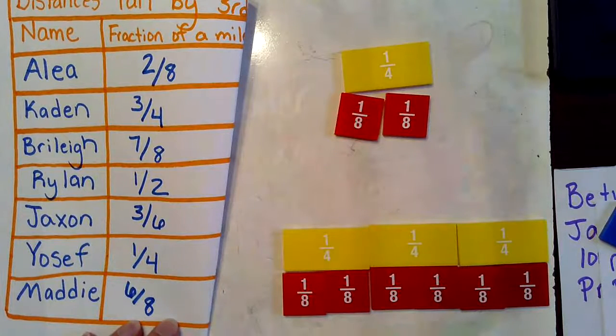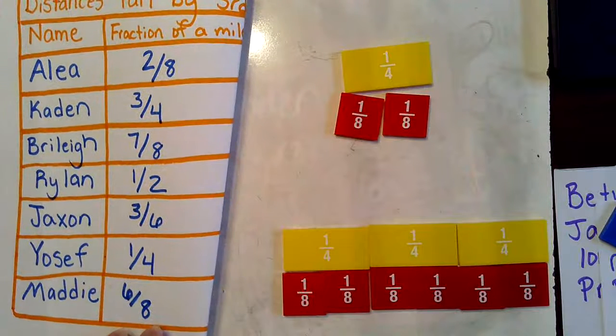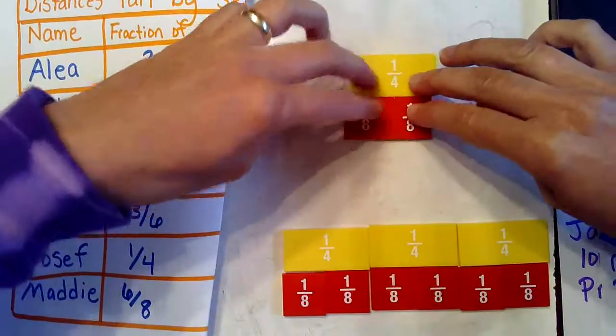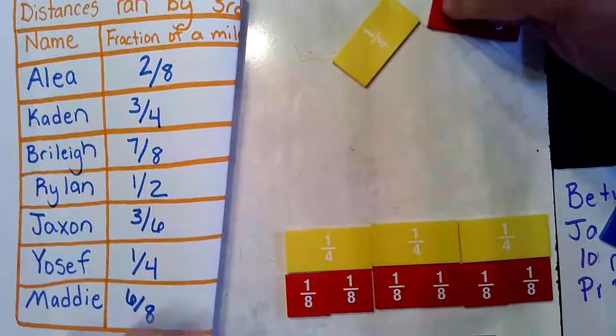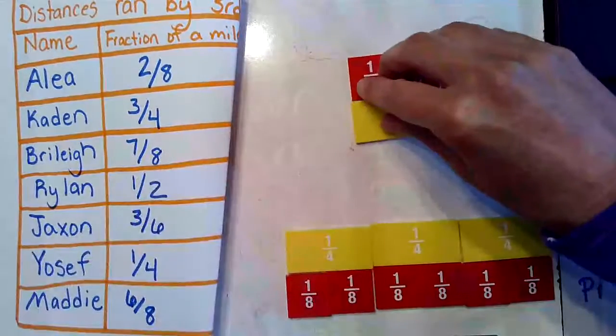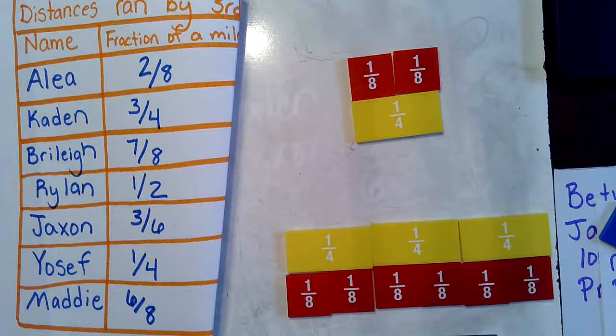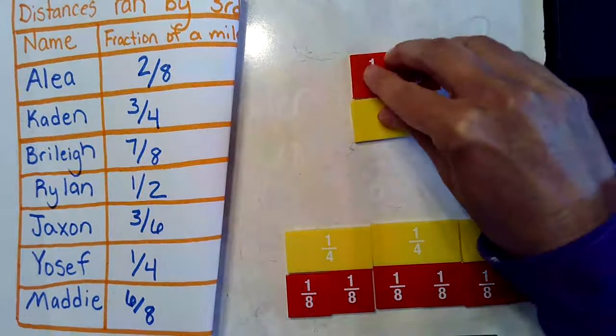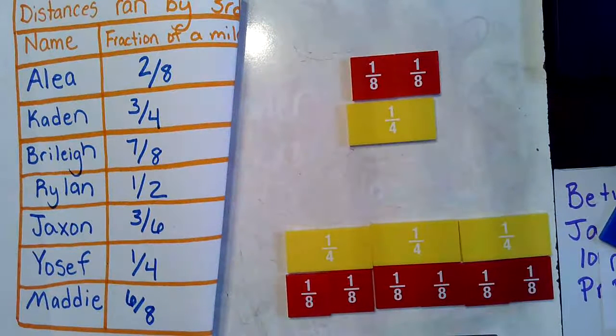Okay, let's start with Aaliyah and Joseph. Aaliyah, 2/8. Joseph, 1/4. Now, I want you to go ahead and create 2 drawings to show me that you can prove that 1/4 is the same as 2/8. A rectangle model would be a very easy one. You could even do a circle model for this one or a number line model. Go ahead and try something. Hit pause if you need to, and then we'll check it together.